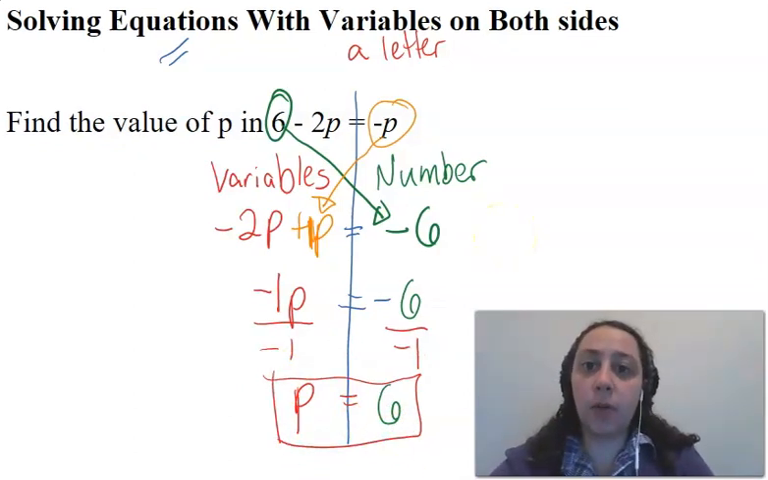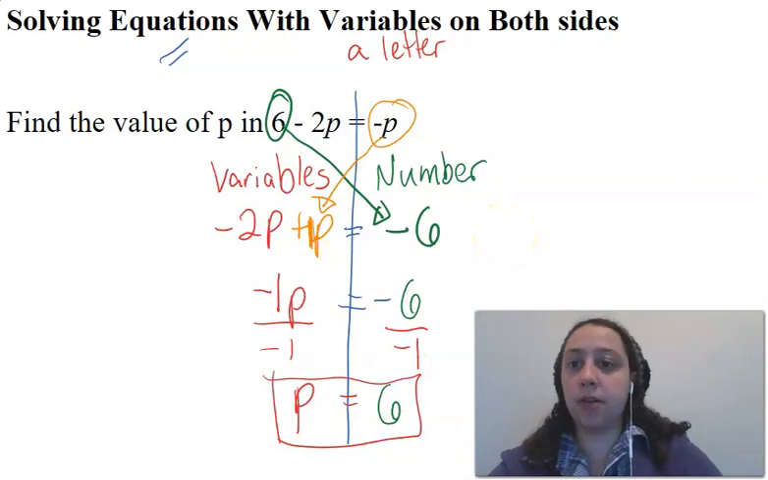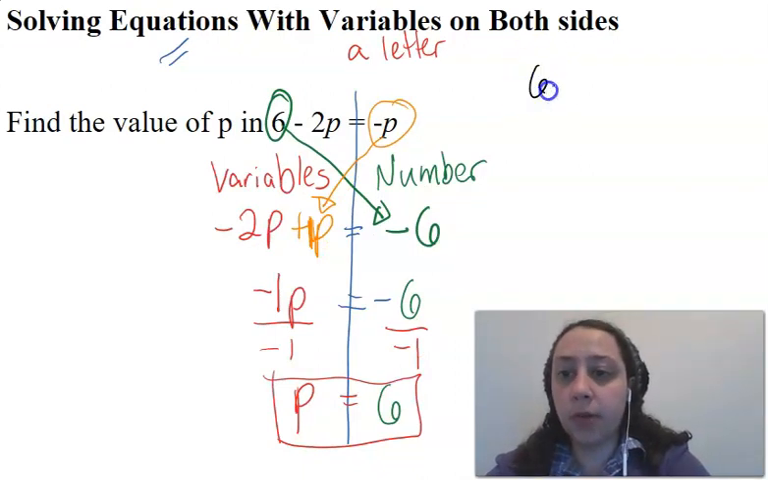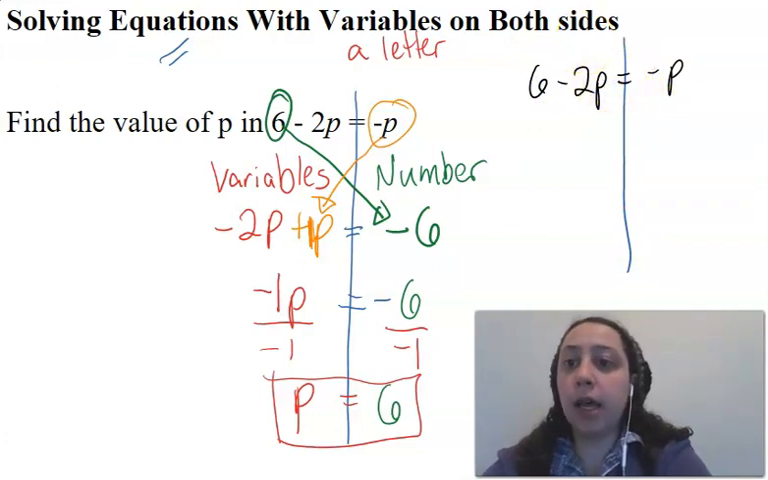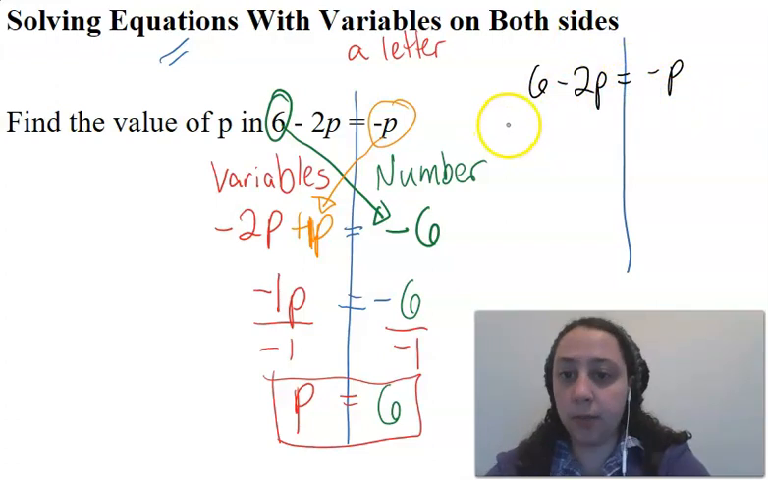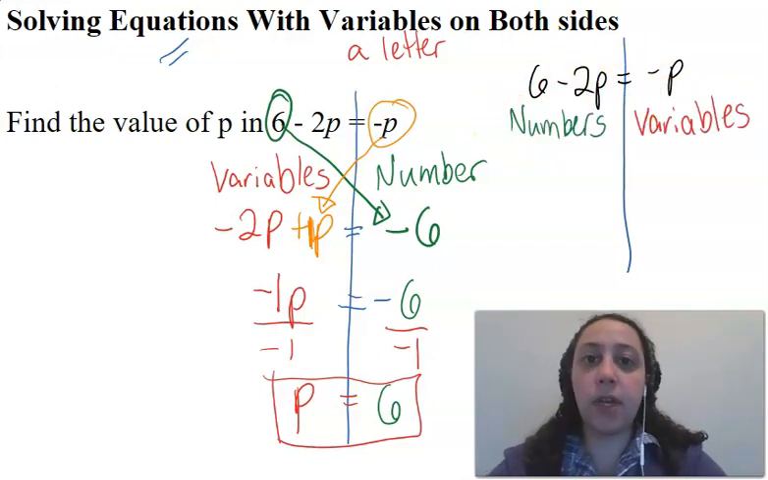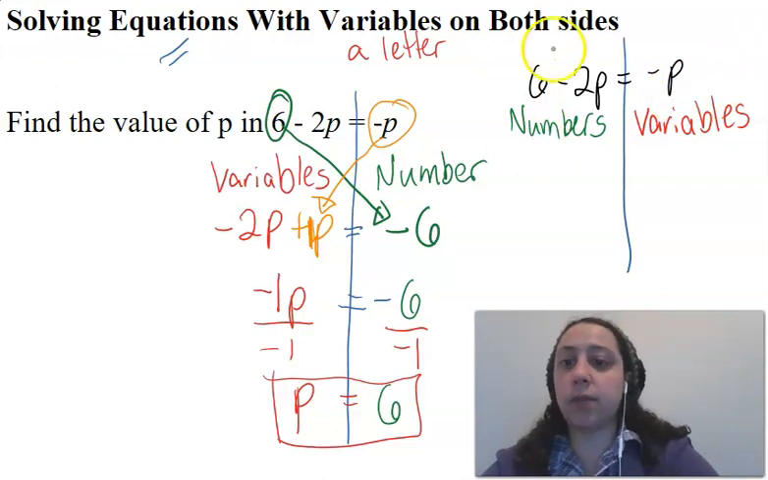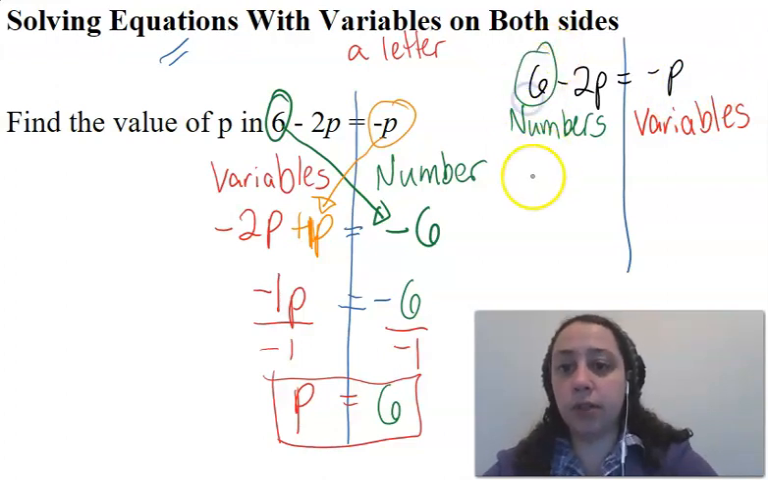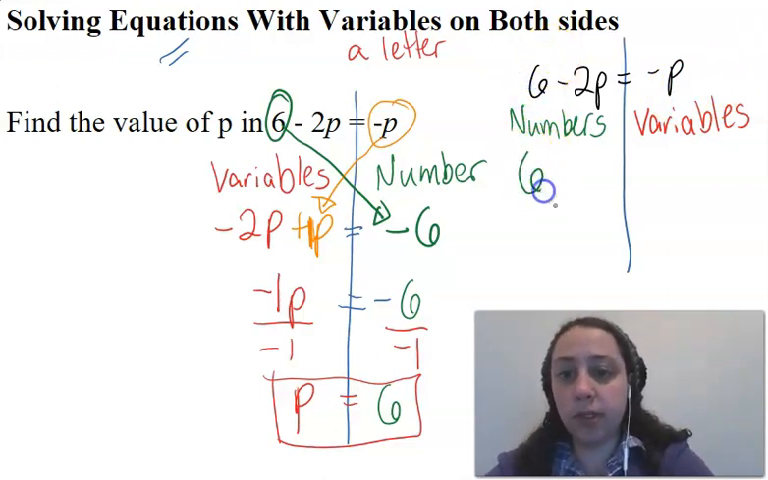Now there's another way we could do it that is a little bit faster. We could start with our equation, divide it at the equals, and we can put our numbers on the left and our variables on the right. The reason this might be easier is because there's only numbers on the left side and there's no numbers on the right side. So 6 we said is a number, it's just going to go down. So I'm going to put 6 here.